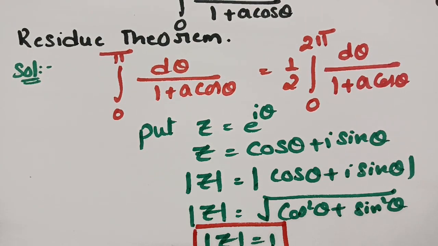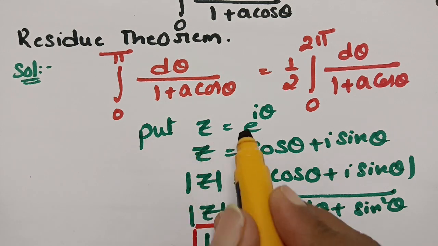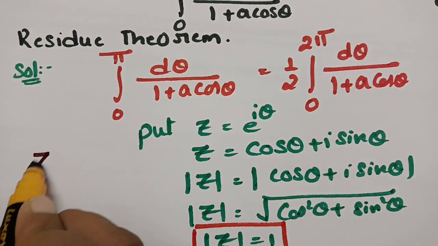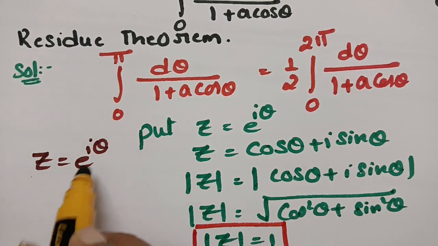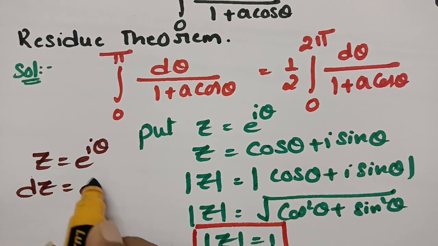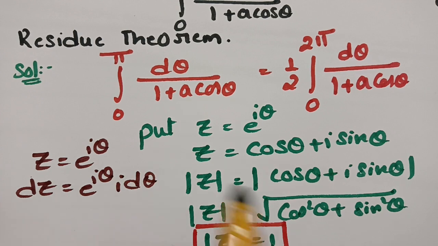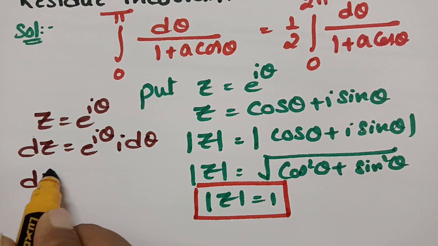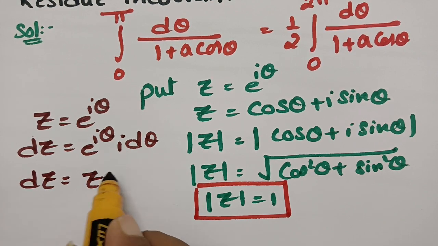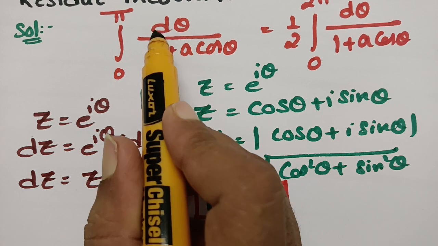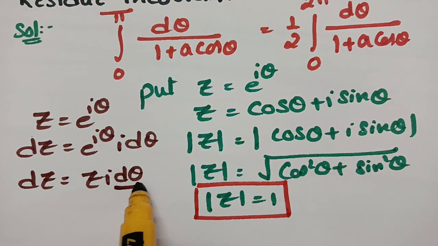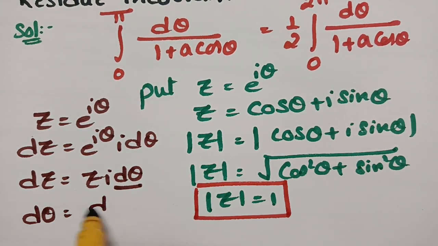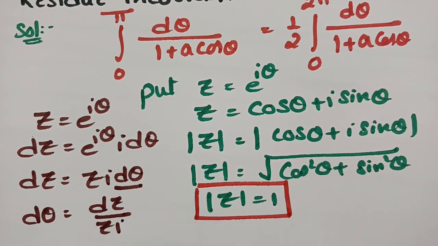And the next thing here is we want d theta. For finding d theta, we have z equal to e power i theta. If I differentiate on both sides, dz is equal to e power i theta into i into d theta. So e power i theta is nothing but z. So dz is equal to z i into d theta. I need the value of d theta, and d theta is equal to dz by z i. Clear? So now I got the value of d theta.